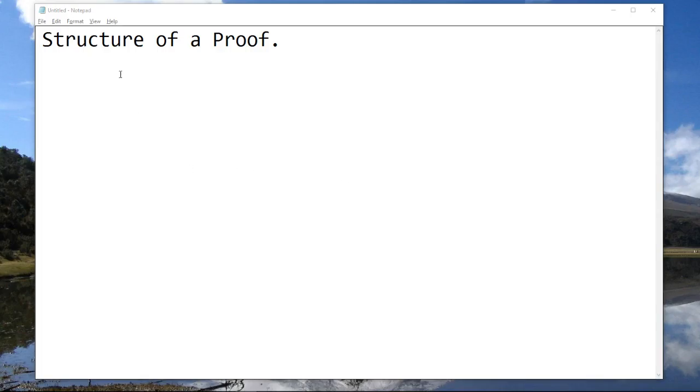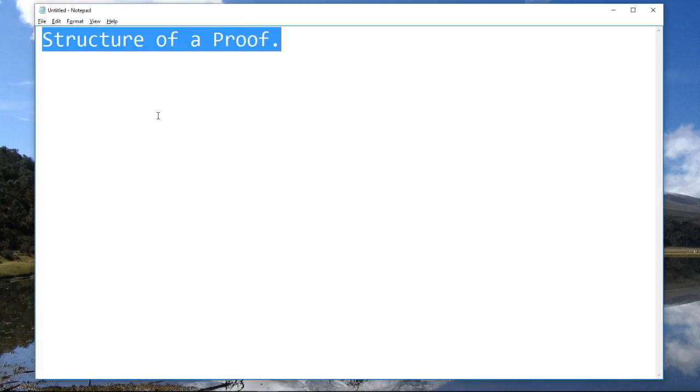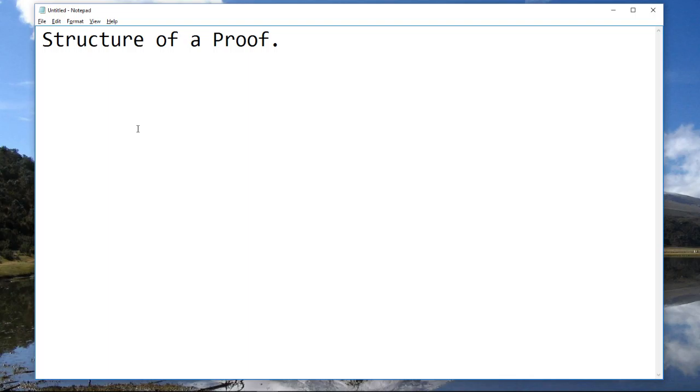In today's lesson, we're going to be learning about the structure of a proof. Now, as you may have noticed, I'm going to be typing out this lesson so you don't need to deal with my really bad handwriting. All right, to start out, we need to define a theorem.